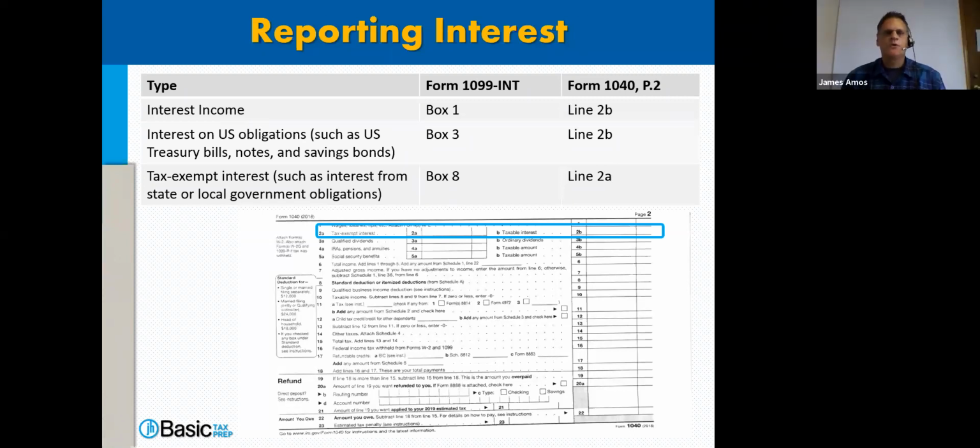So that's what you're doing. You're putting it there because the IRS is not going to tax that, but you still have to report it to them so they don't get confused if somebody's looking at it and they realize, oh, that's tax-exempt interest. We're not going to tax that.